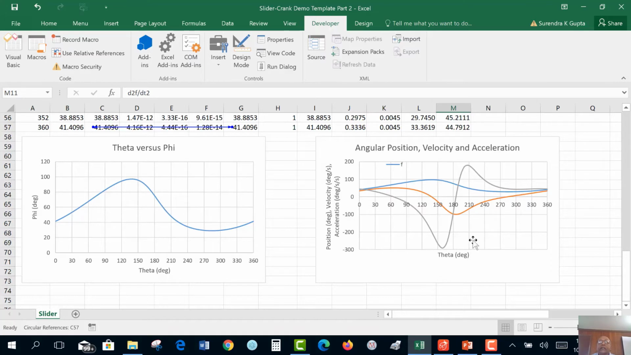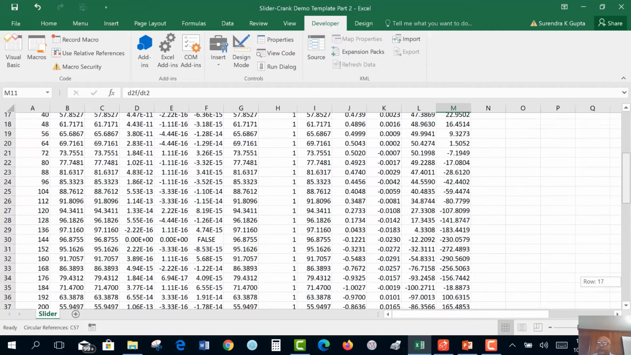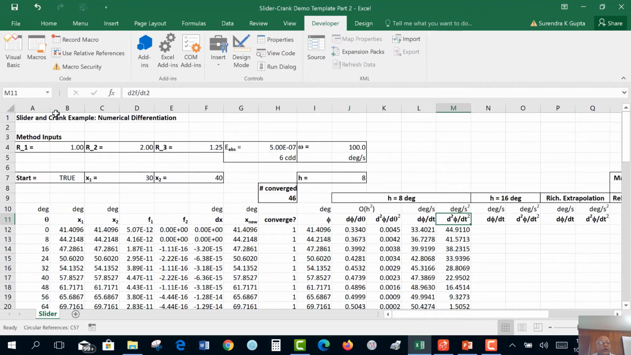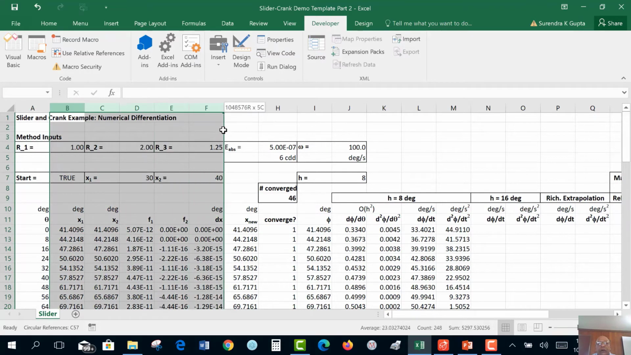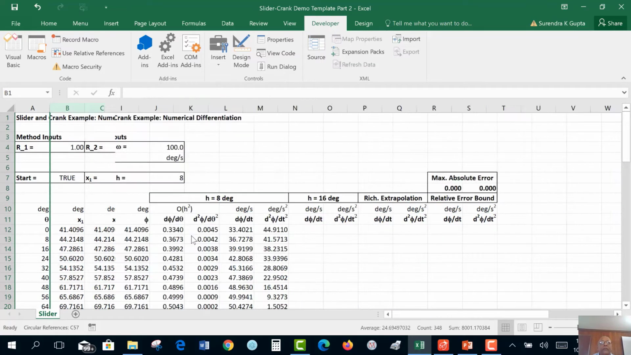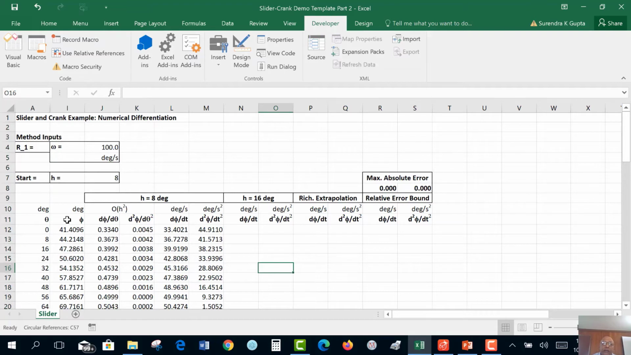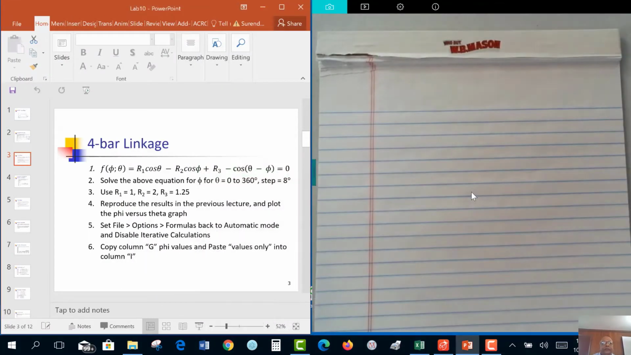So this is our slider crank. Let me shrink this now. So this is where we are. Okay, so I am going to hide all of these columns B through H, because we don't need them anymore. So we have done this. We reproduced the results, plotted phi versus theta, set back to automatic mode, and now we have phi versus theta values.